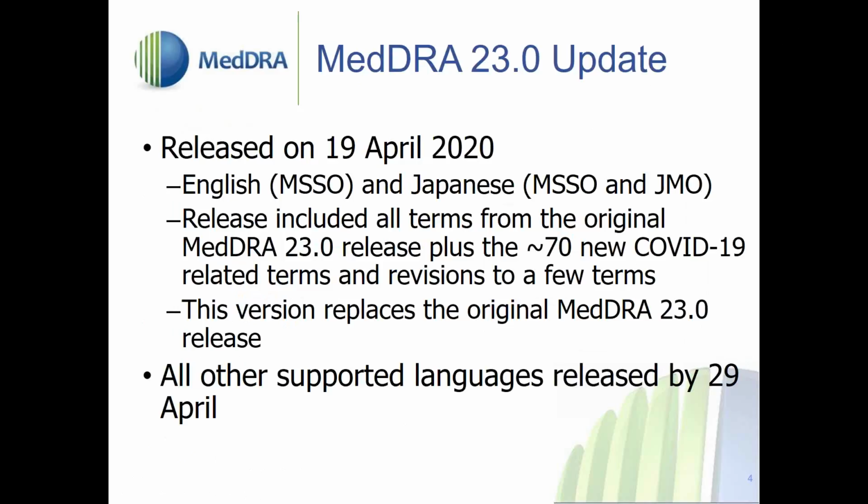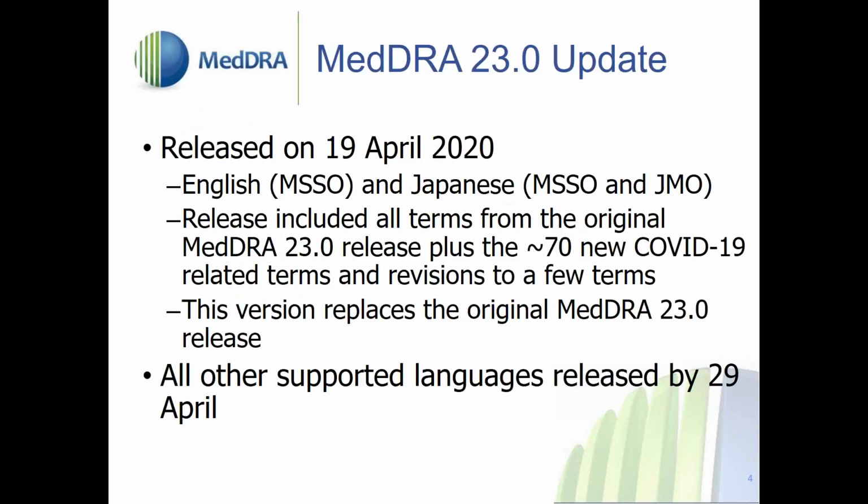The ICH MedDRA Management Committee decided to update the March MedDRA 23.0 release in order to allow inclusion of COVID-19 related terms. This was an exceptional change to our standard release schedule, which is usually March 1st and September 1st. We felt this was necessary in order to ensure that any scientific and medical information from the COVID-19 outbreak could be captured and analyzed appropriately by the user community.